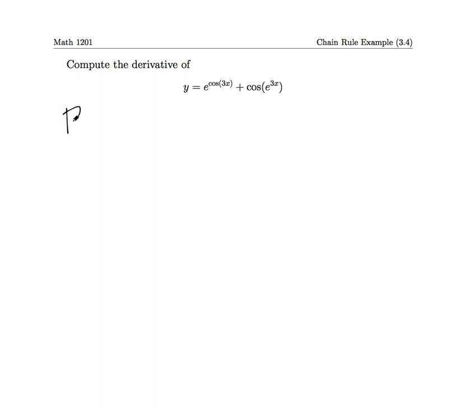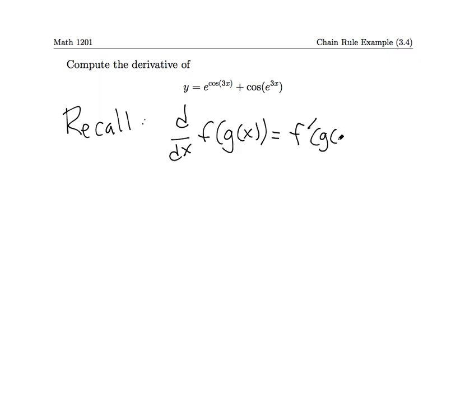So we're going to just start by recalling our two rules. The main rule that we're going to use is just the standard chain rule. That tells us that the derivative of a composition of functions, so if I have f of g of x, is going to equal the derivative of f evaluated at g of x times the derivative of g of x.